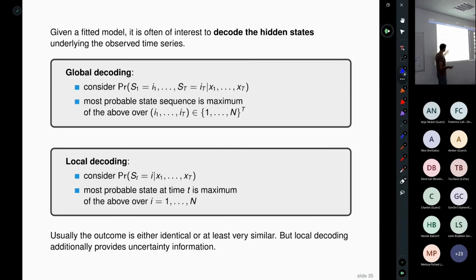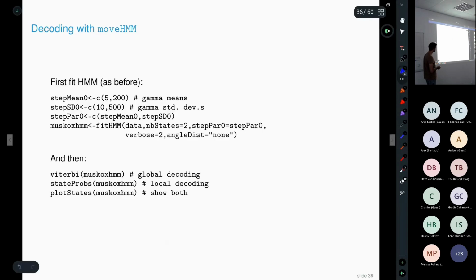With local decoding, you look at individual time points. Maybe I'm interested in hour 27 for whatever reason. For that hour, I then calculate the probability of being in state 1, the probability of being in state 2, the probability of being in state 3. We could spend some time discussing this. There's a subtle difference between the two. They're not exactly the same thing, and it depends on what you're trying to do, whether you use global or local decoding. I'll show you the output, then you know the main difference between the two.